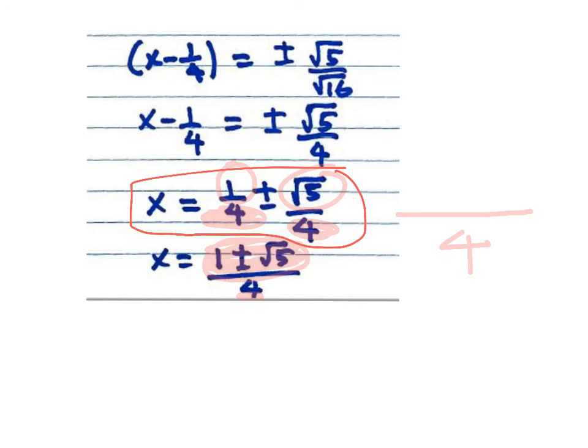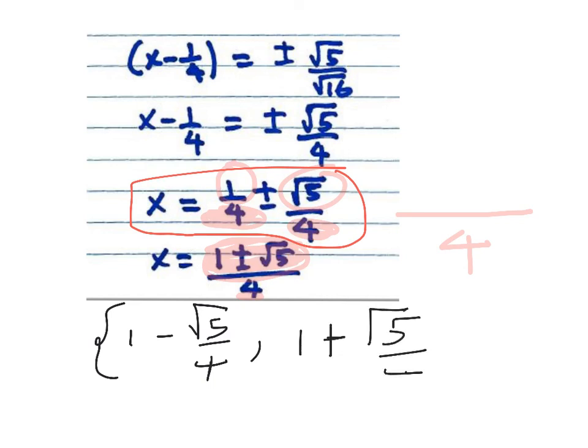Now, you can go one more step further by separating this solution into 2. So it will look like this. 1 minus root 5 over 4, comma, 1 plus root 5 over 4.